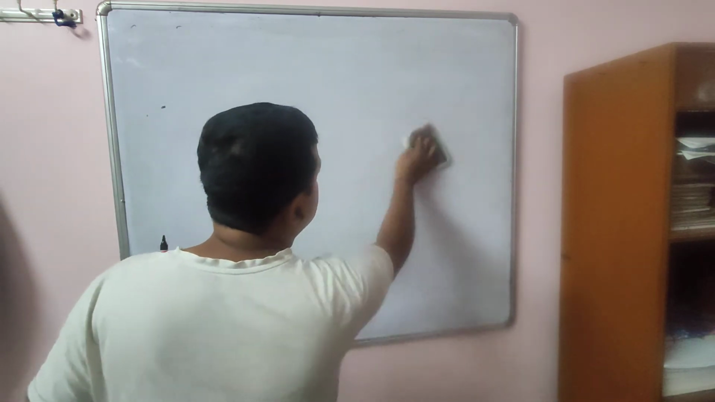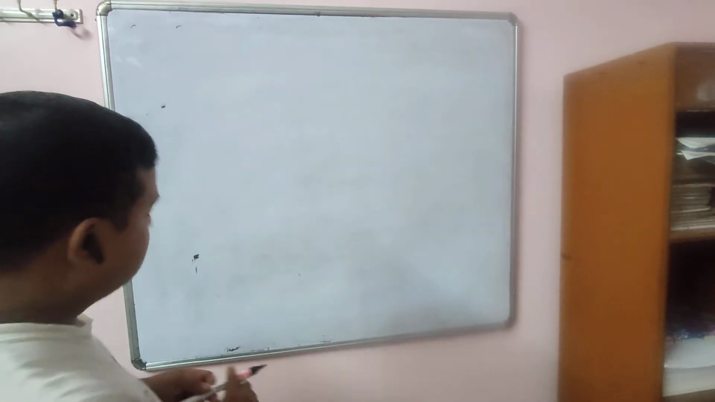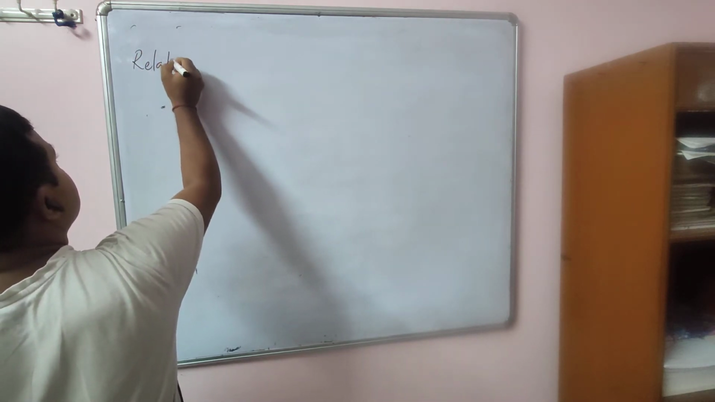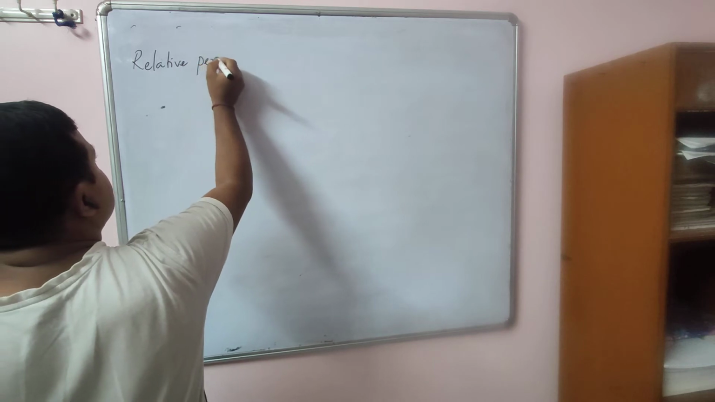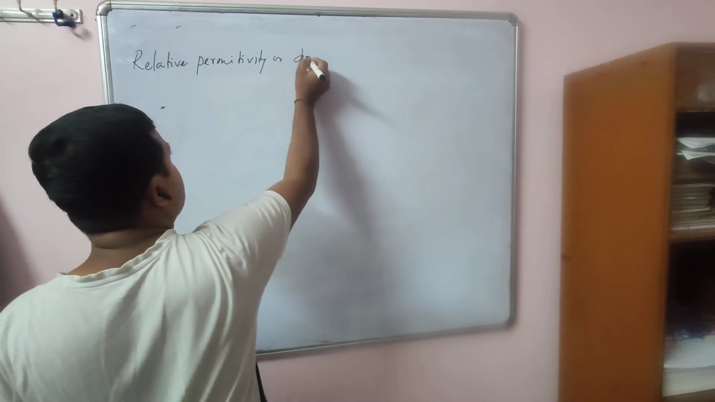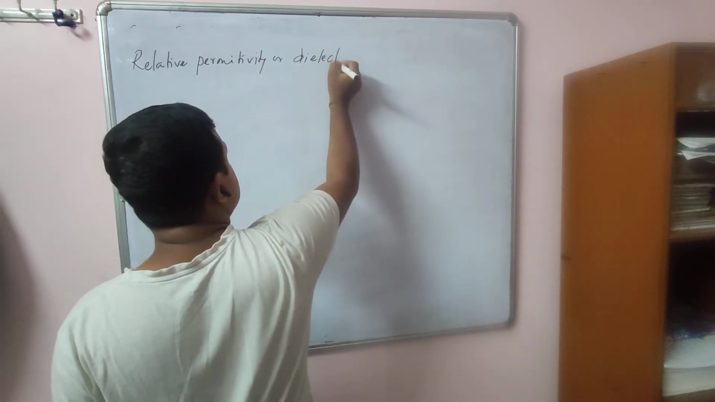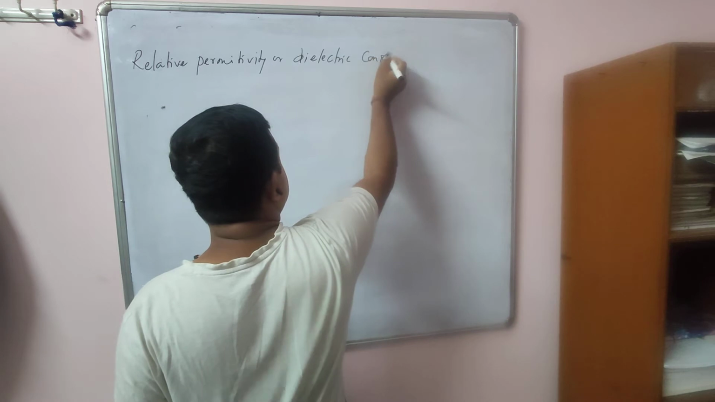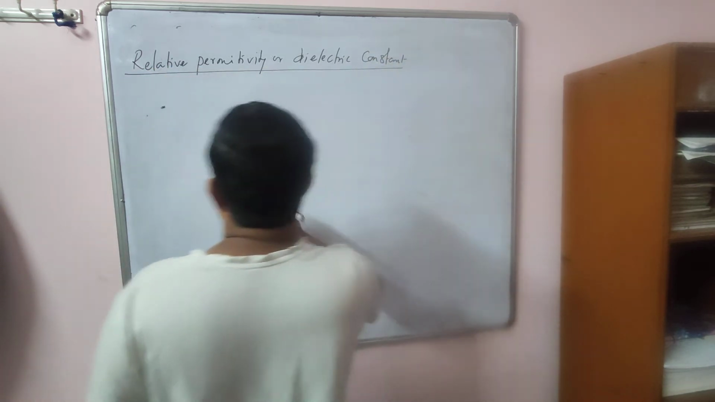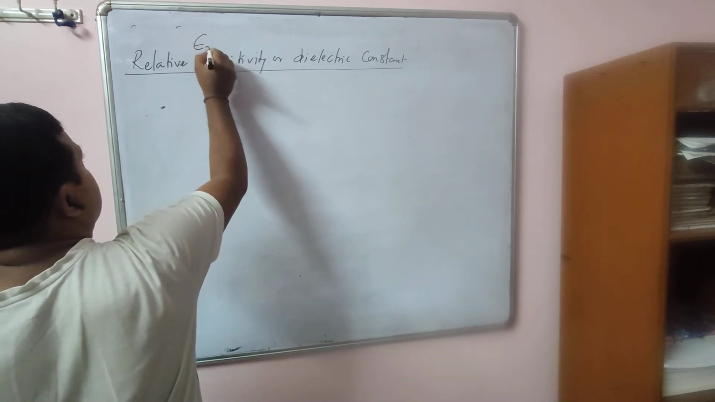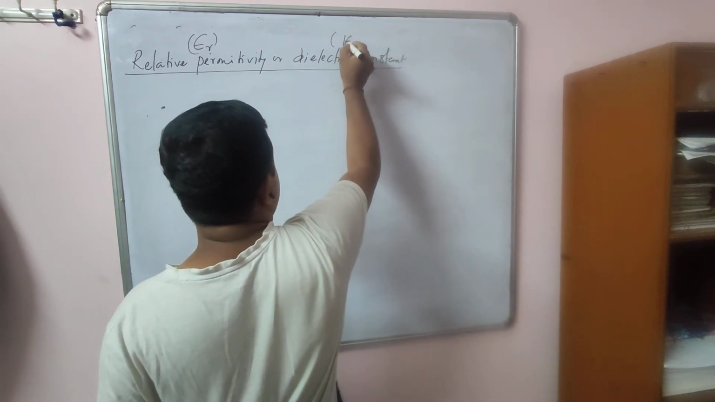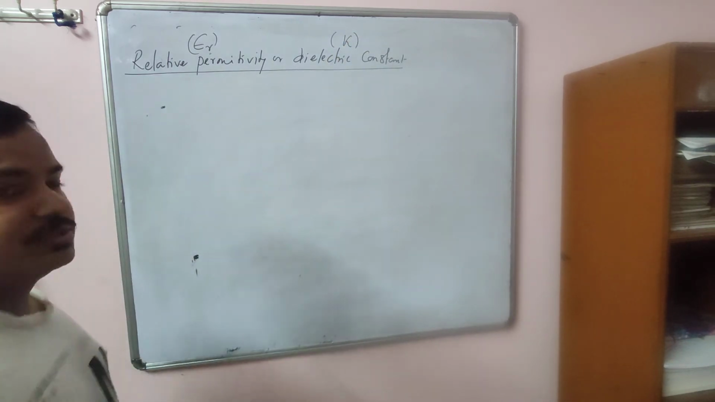Now let me discuss relative permittivity, or dielectric constant. Relative permittivity is represented by epsilon r, r for relative. And the dielectric constant is represented by capital K, K for dielectric constant.